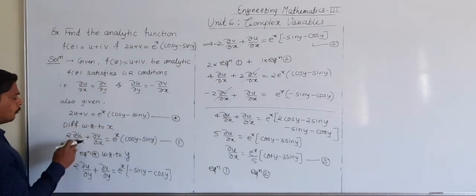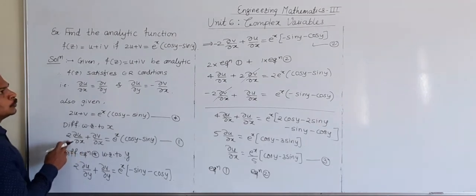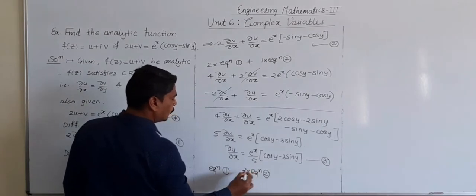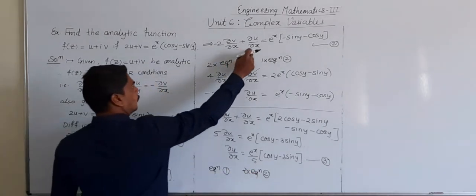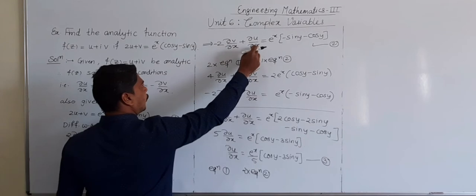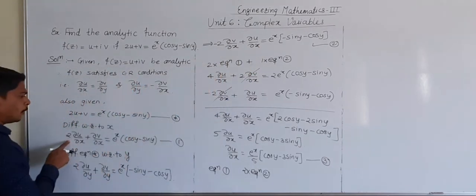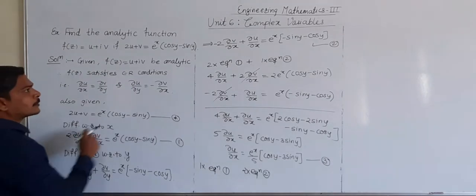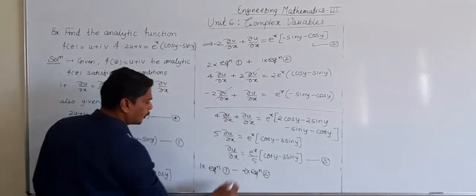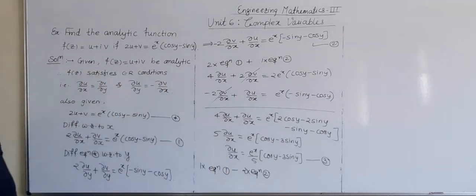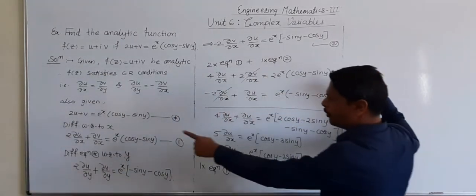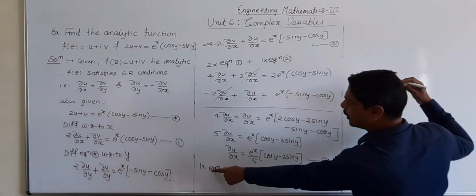So in equation 1, ∂u/∂x has coefficient 2. So multiplying equation 2 by 2, and in equation 1, ∂u/∂x having coefficient 1, so multiplying equation 1 by 1. And both are having the same sign. So that's why we are taking subtraction of these two equations.